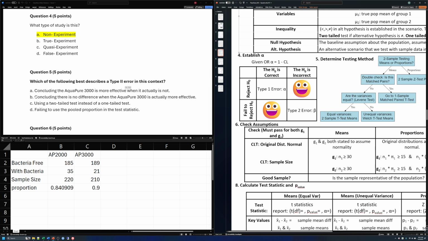Type 2, let's look at this one. Concluding that there is no difference when the AquaPure 3000 is actually more effective. That is what a type 2 error is. We got that one. So let's highlight this. The other two are just extra spots.